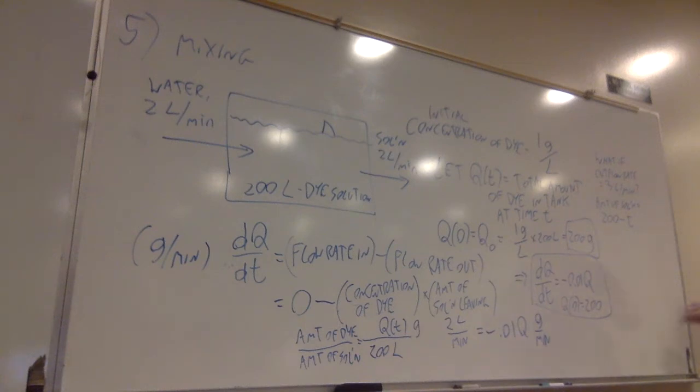So in this case, Q of t is going to be the initial value, so 200, times e to whatever constant you have here, the minus 0.01 in this case, times t. Okay, so that's the solution, with this assumption of equal inflow and outflow.